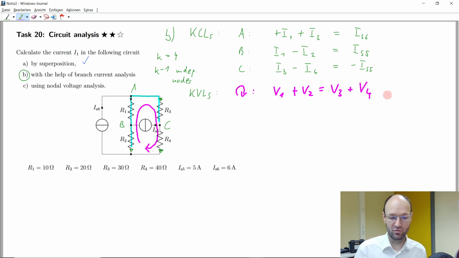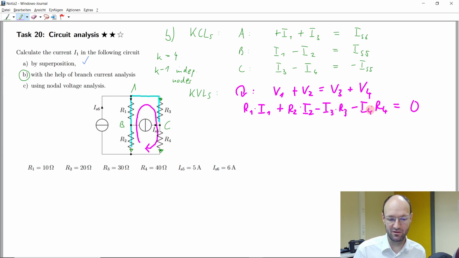And of course, we always want to write it in a way that we want to have 0 or something like a source on the other side. There are no sources in this mesh equation or in this voltage law. So it's just 0. And for the voltages, I will now insert, it's always the resistance times the current. So R1 times I1 plus R2 times I2 minus I3 times R3 minus I4 times R4. Don't ask me why I've exchanged the order, but okay. It happened like this. So now we have 1, 2, 3, 4 equations for 4 unknown currents.